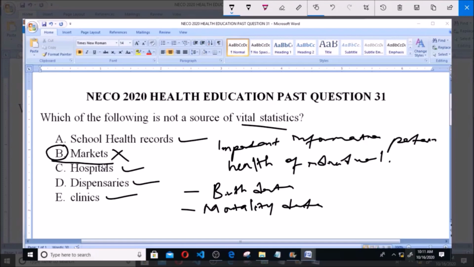Because the major activity in the market is buying and selling, not keeping of vital statistics or data concerning the health of individuals. So the answer to this question is option B, markets.